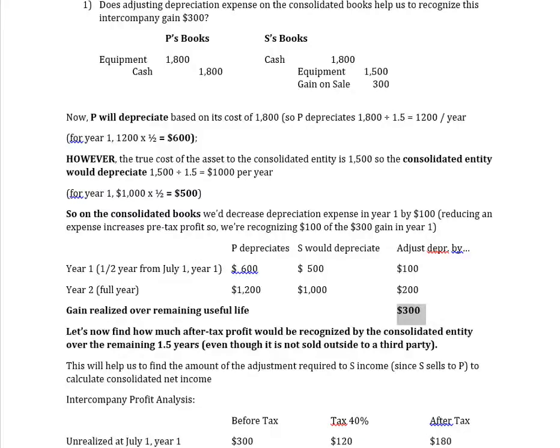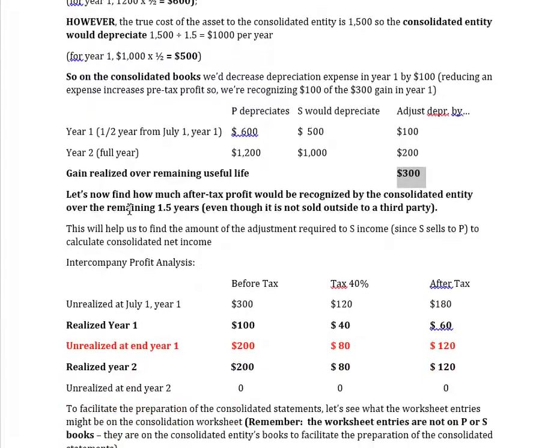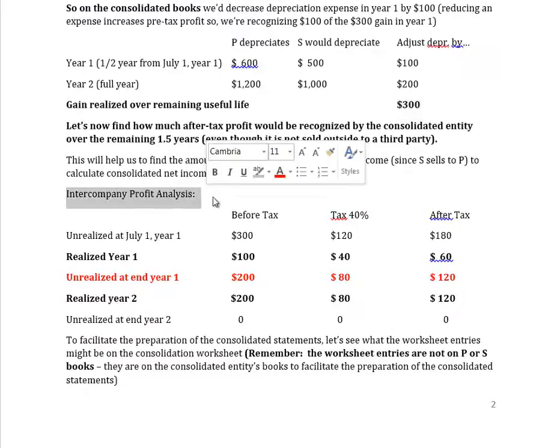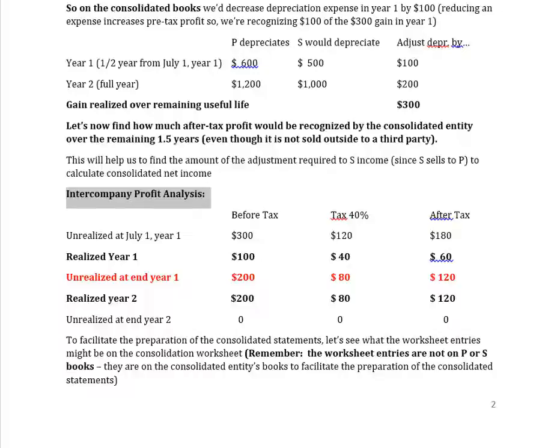So now we do a little calculation to find out how much of the after-tax profit would be recognized by the consolidated entity over the remaining year and a half, even though it's not sold to an outside third party. And you might recognize this to some extent, the intercompany profit analysis. That's something that we did in our inventory chapter when we looked at intercompany inventory profits. Remember, we had a before tax, tax, and after tax column, and this column in here is going to help us adjust our income or tell us how much we're adjusting income by.